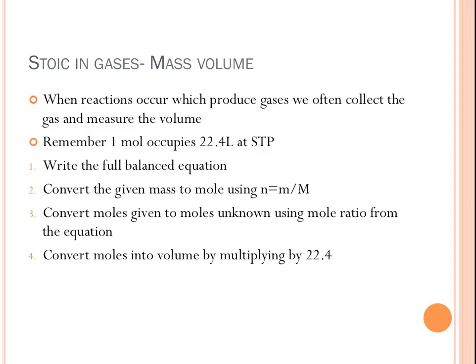Okay? So, if we wanted to start with a mass and we wanted to find the amount in mole, or vice versa, as with all stoichiometry, we would start by writing the full balanced equation. Okay? Then, if we're given a mass, we convert that to mole, using n is mass over molar mass. We then convert the moles of what we know to our unknown using our molar ratio in the equation. And then we convert the moles into the volume.